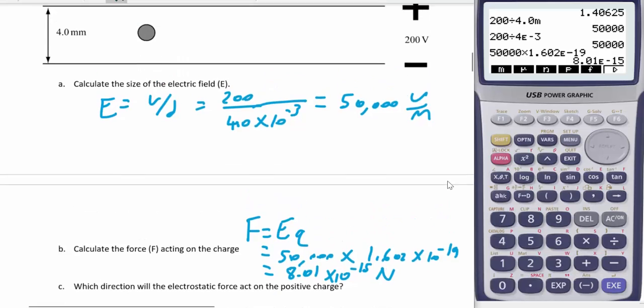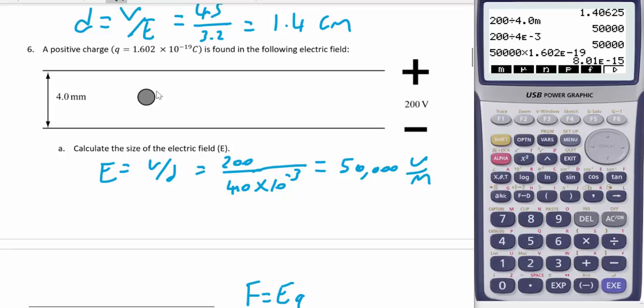Now, which direction will that force be on that positive charge? Well, we know that opposites attract, and so this is a positive plate and this is a negative plate. This is a positive charge, so it's going to experience a force in the downwards direction.